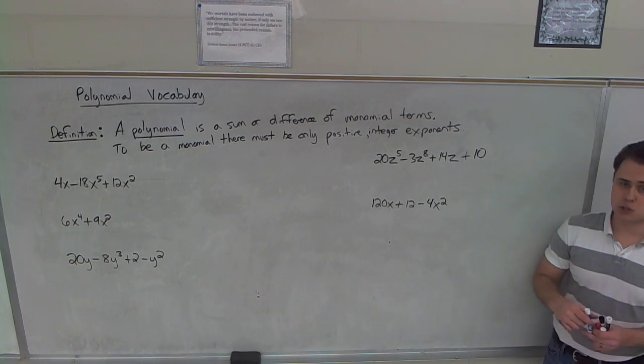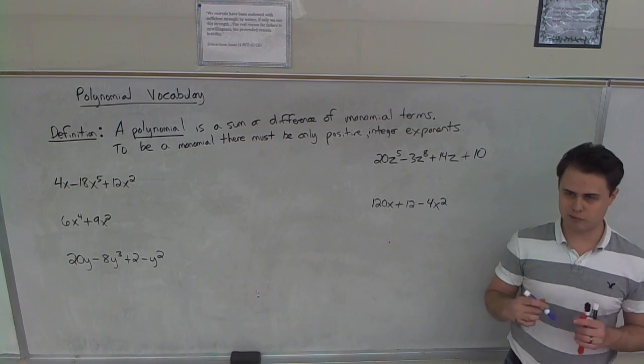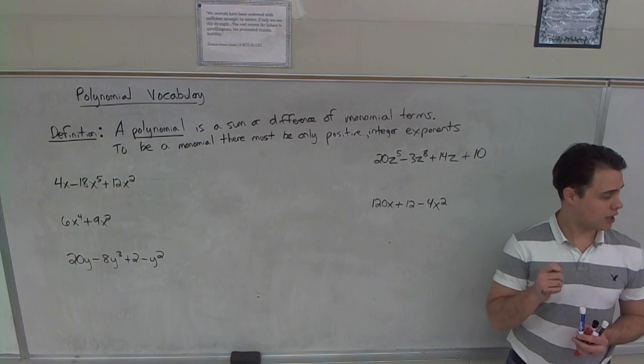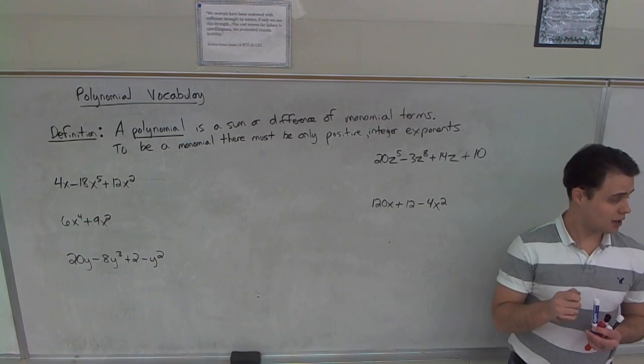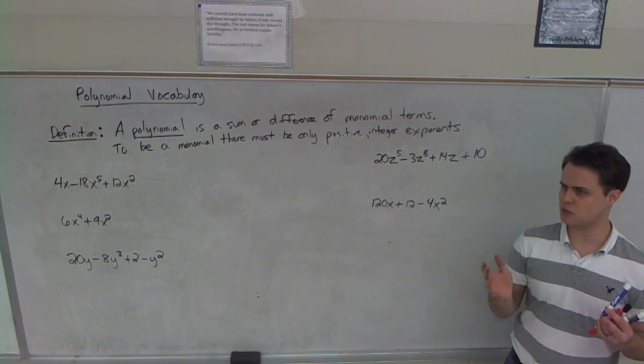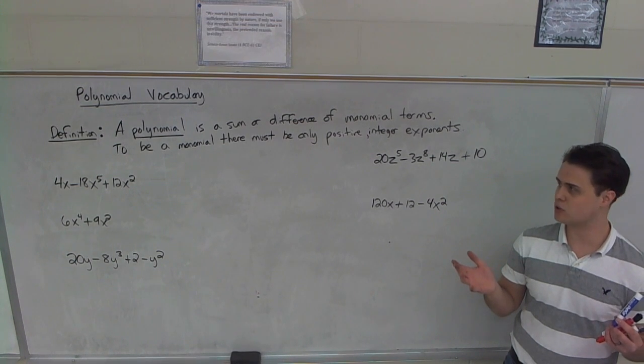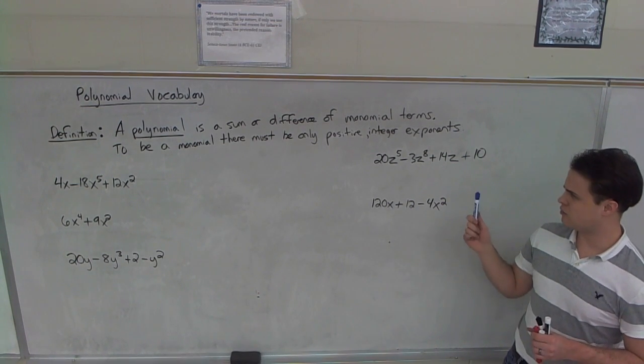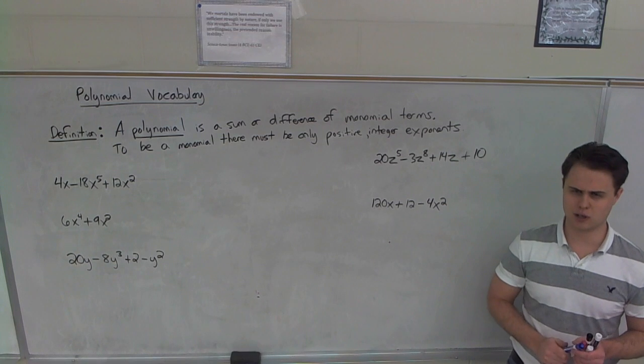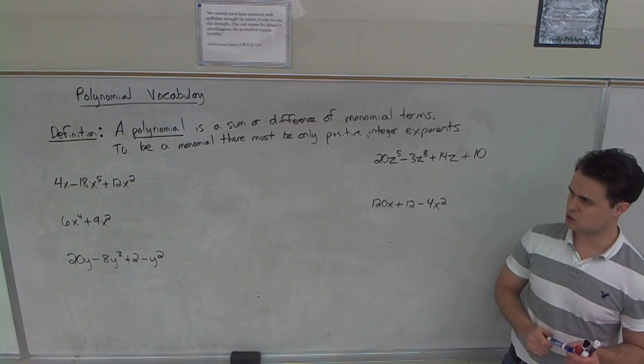So each term is a monomial only if you only have exponents that are positive, and those exponents can't be fractions or decimals either. They've got to be integer numbers. So I think all of these guys up here are polynomials. Do you guys see any issues with that?